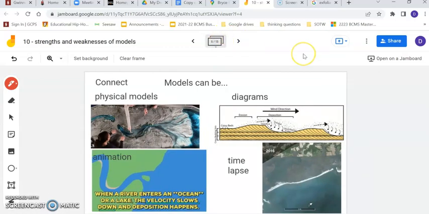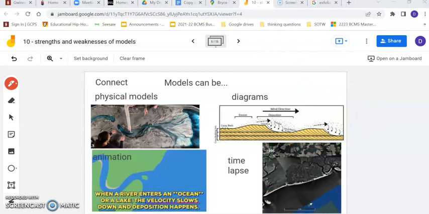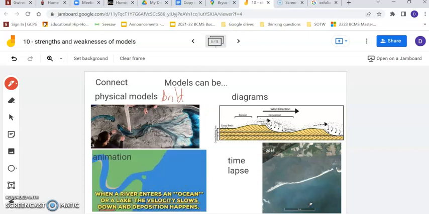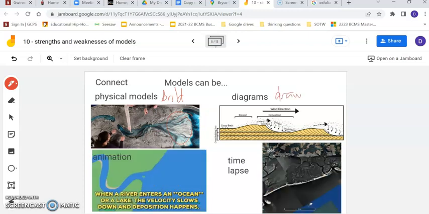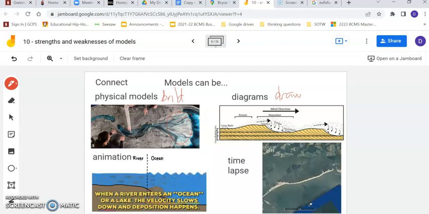And we also talked about what types of models you may see in the world. For instance, physical models are things you build. So somebody built this model to create that delta to show you how those are formed. They can be diagrams. Diagrams are usually something you draw. So that's a how do sand dunes form diagram.